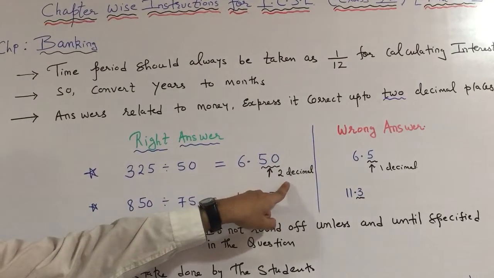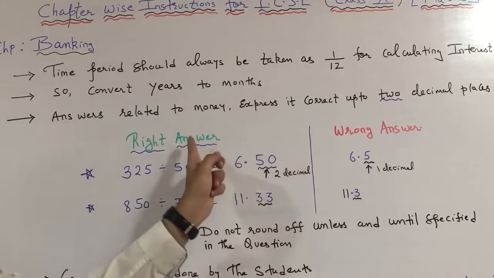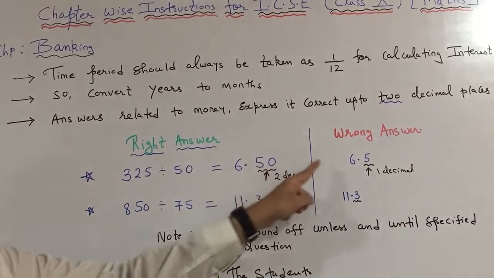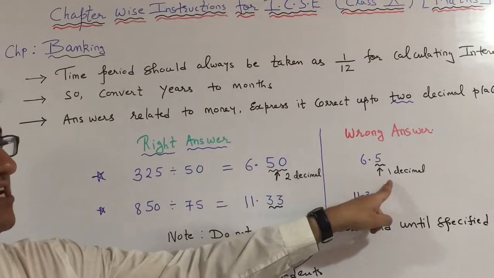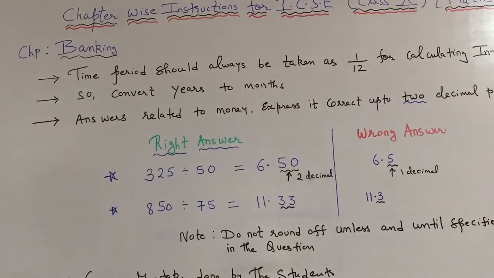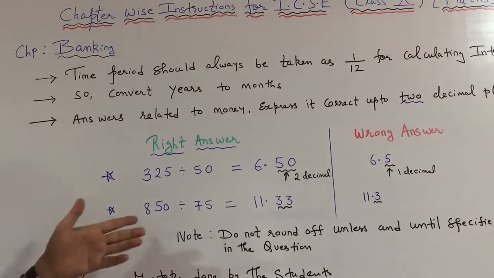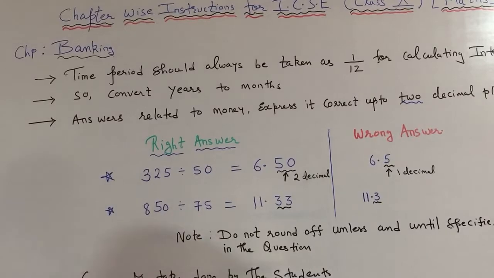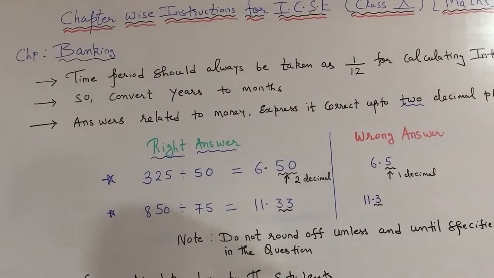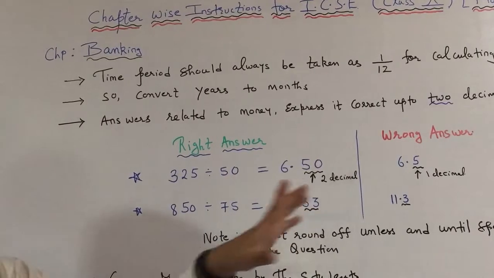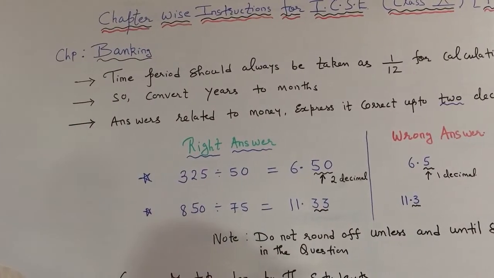Why? Correct up to 2 decimal places. That's the reason I've given you right answer, wrong answer. We need to write down 6.50 and we cannot write down 6.5, where we are writing only up to 1 decimal. The second probable case is one more example we are taking. Say 850 divided by 75. When you work out 850 divided by 75, the answer you get is 11.33333, that is 3 is recurring.